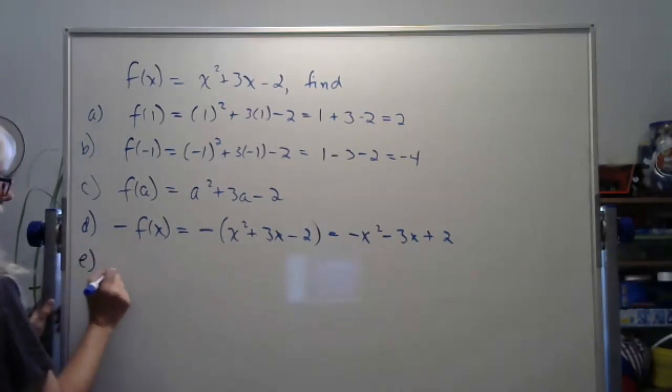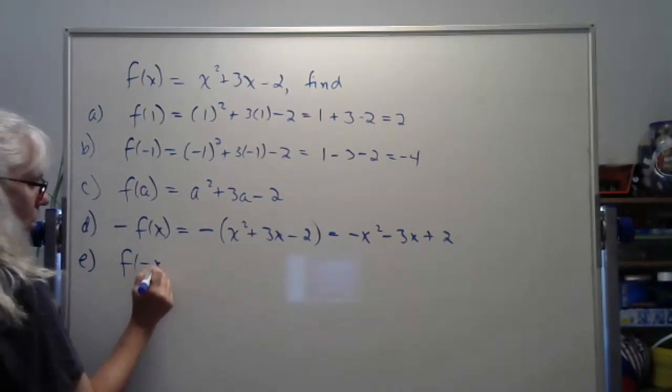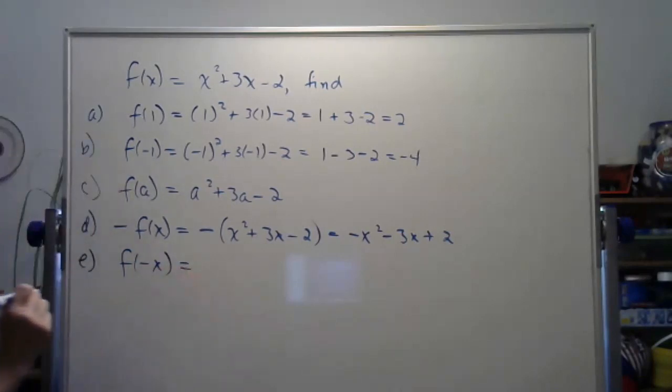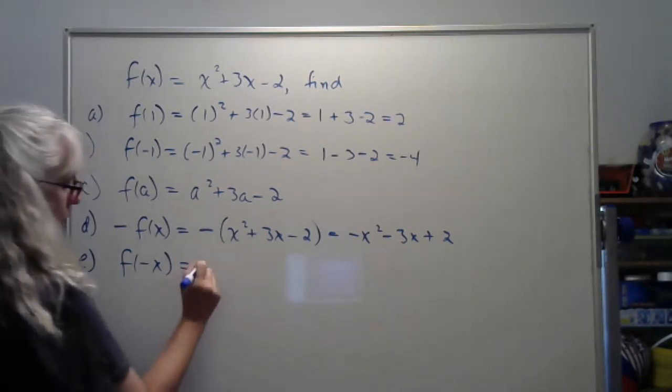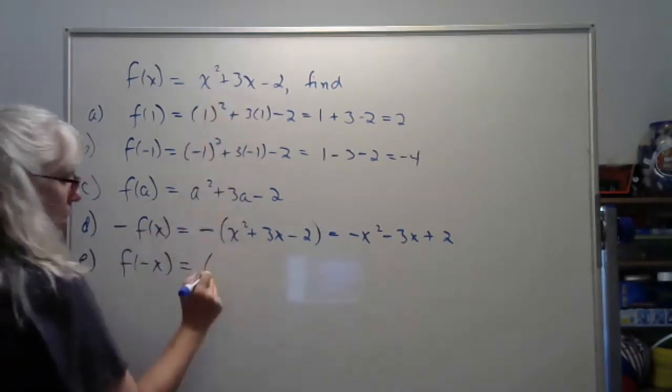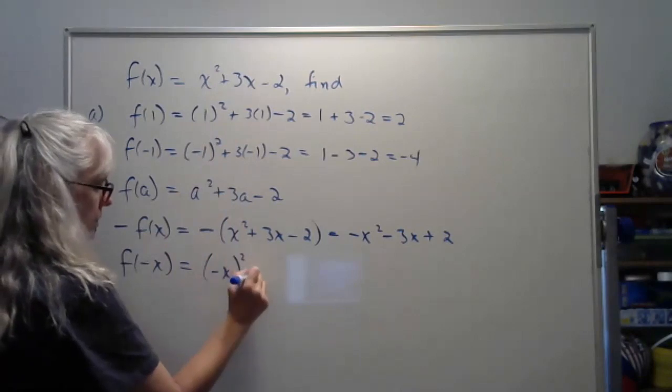And you're saying, why the heck would I want to do that? Well, let's do one more. Let's do f of negative x. Wait a minute, we did this when we talked about symmetry. We replaced x with a negative x, so we've seen this idea before. Now I'm going to go back to my original function and replace all those x's with negatives.